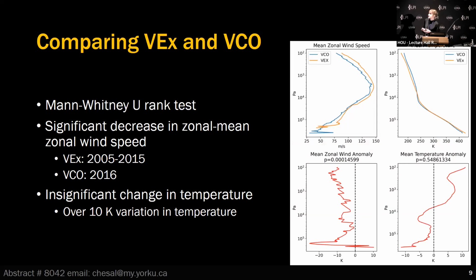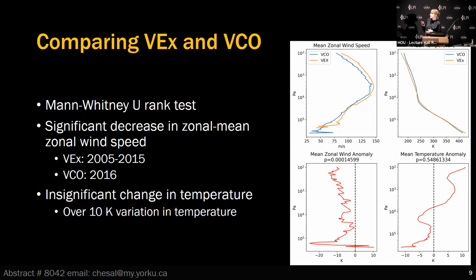So some key differences between the Venus Climate Orbiter and the Venus Express. We used a Mann-Whitney U-rank test to test the significance of the anomaly between these two data sets. We found that there is a significant decrease in the zonal mean zonal wind speed. We're looking at the zonal mean, and it's actually a global mean with respect to pressure on the vertical axis, and you have wind speed on the x-axis. So the Venus Climate Orbiter is significantly decreased in wind speed compared to the Venus Express data set.